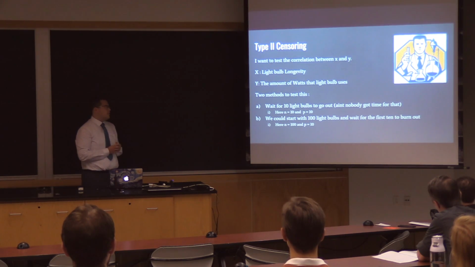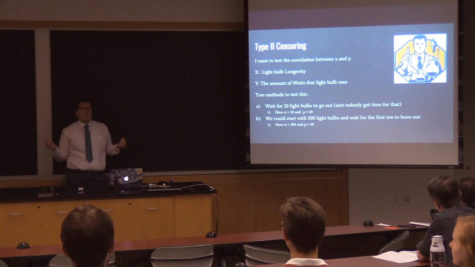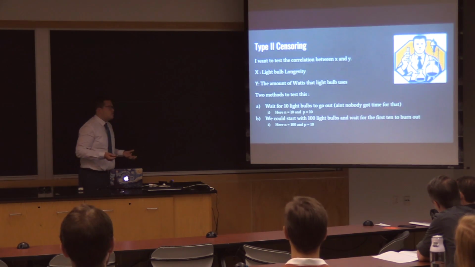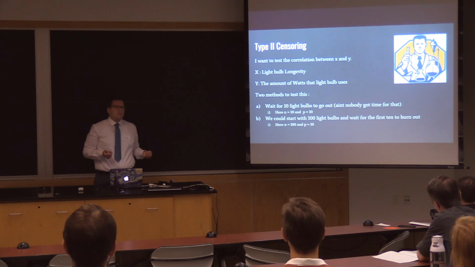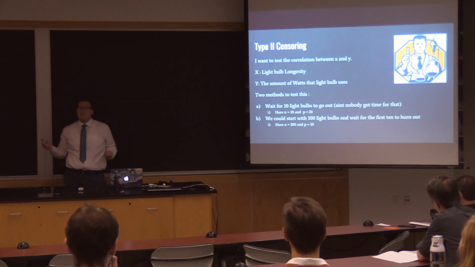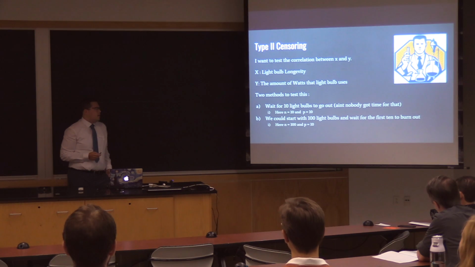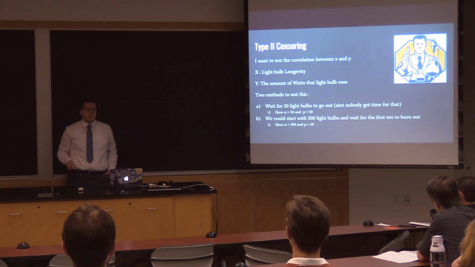The first method would be to take 10 light bulbs and wait for all 10 light bulbs to burn out. In this case, our sample size N is equal to 10, and P, which represents when the experiment ends, is equal to 10. That's an uncensored experiment.